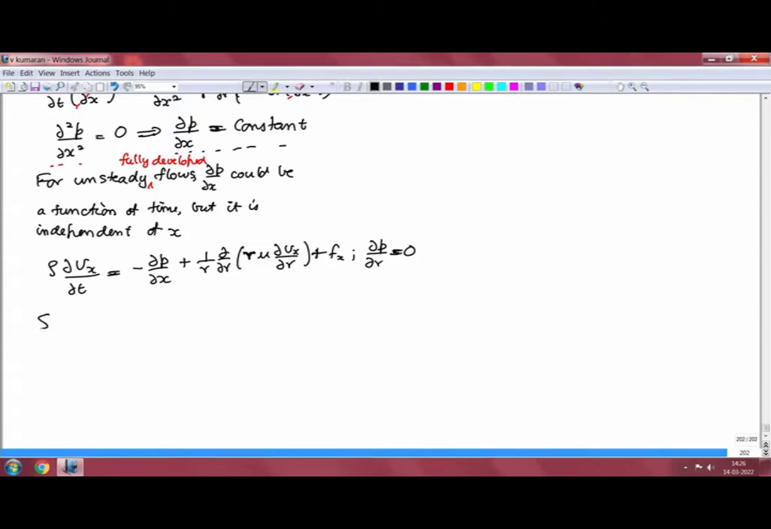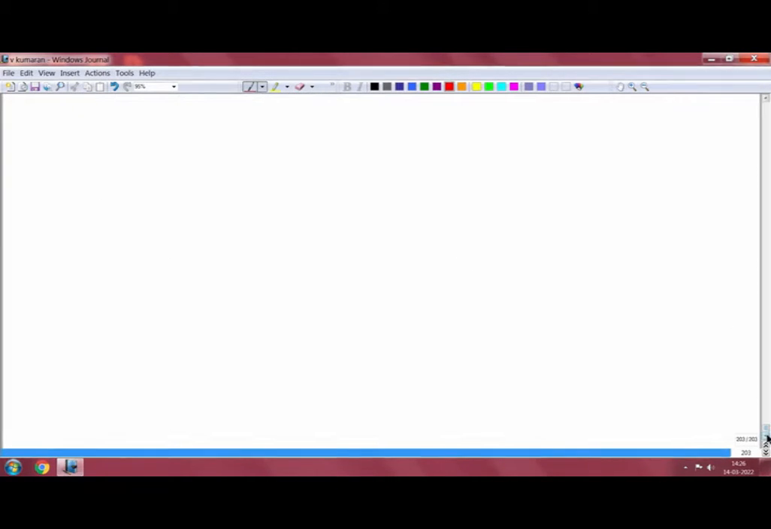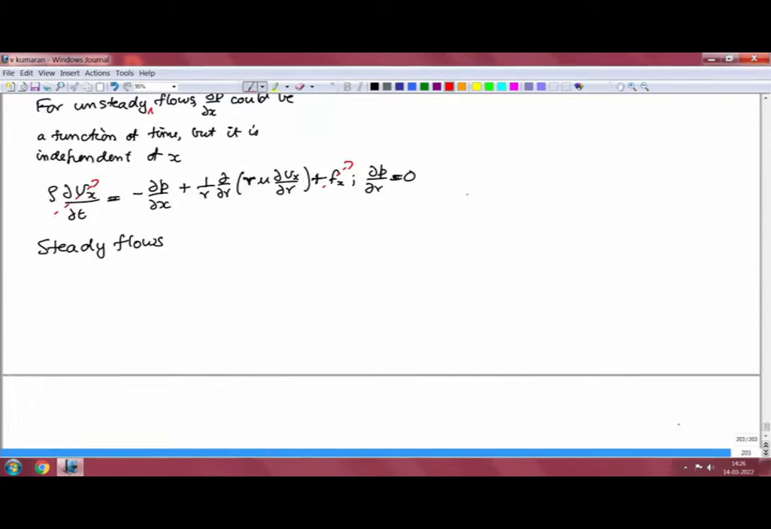So, first let us consider steady flows, in the absence of any forces. In that case the time derivative is 0 and this Fx is equal to 0, if there are no body forces and if the flow is steady. And we know that dp by dx is a constant for a steady flow.